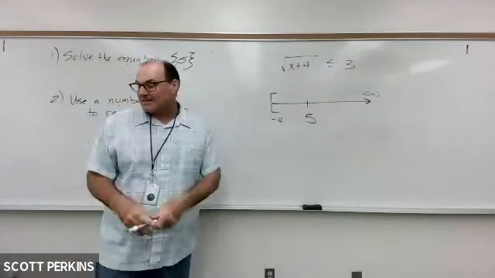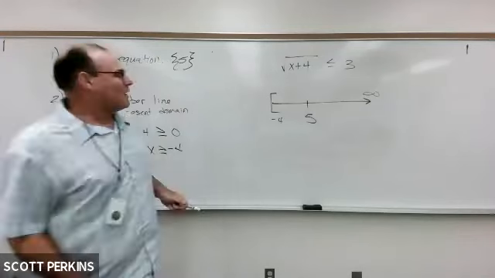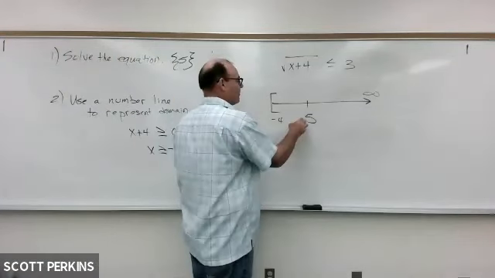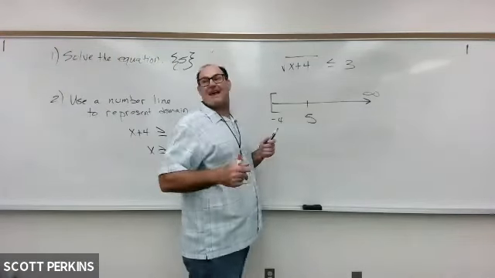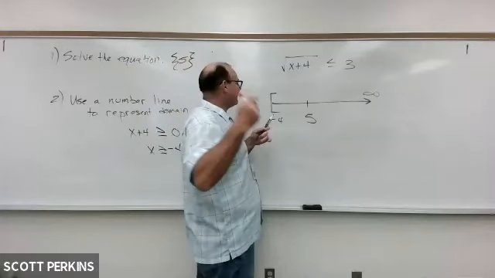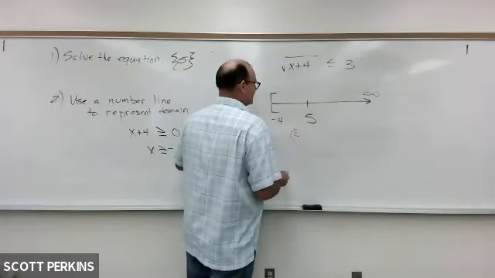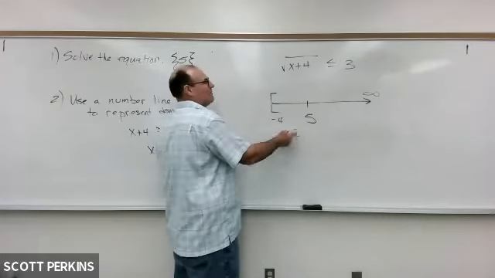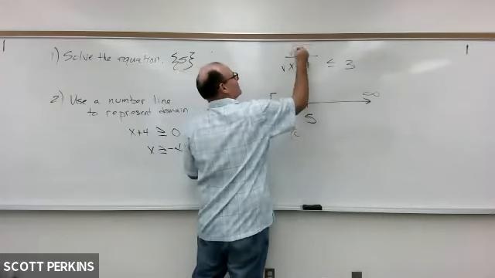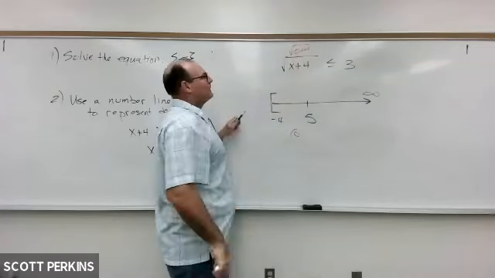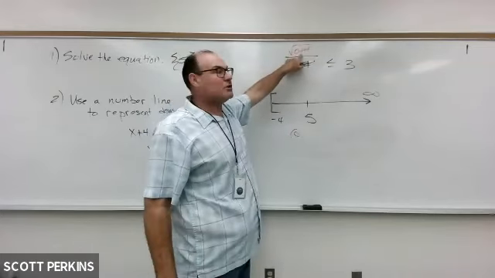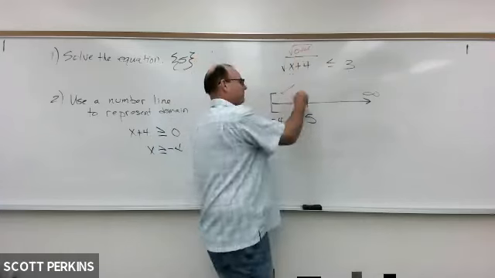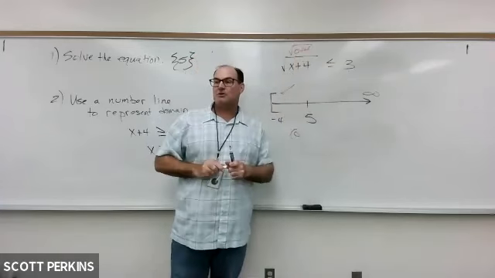So let's test these intervals and see how this looks. What's a number between -4 and 5? Yes, thank you. Mathematician after my own heart. I love to plug 0 in, because 0 times anything is 0. So I put 0 in, I get the square root of 0 plus 4. Square root of 4 is 2. 2 is less than 3. Everybody agree with that conclusion? Did I do that right?